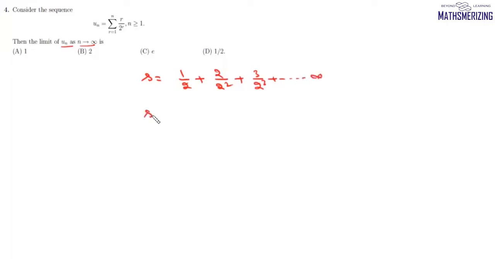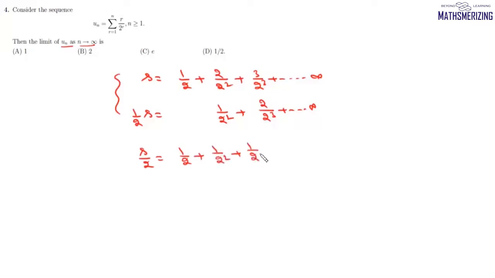Now we'll again write the sequence by shifting one term and we'll multiply it with 1 by 2. So here it will be 1 upon 2 square, here will be 2 upon 2 cube up to infinite. Now we subtract second sequence from first, we'll write s by 2 and it will be 1 by 2 plus 1 by 2 square plus 1 by 2 cube up to infinite.